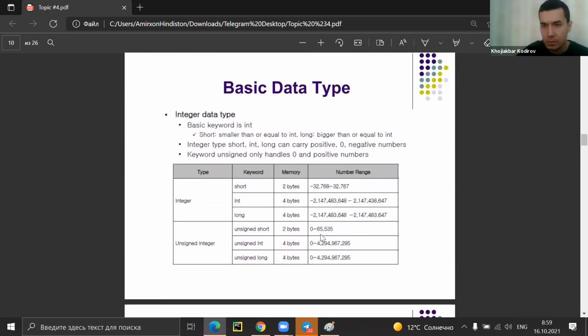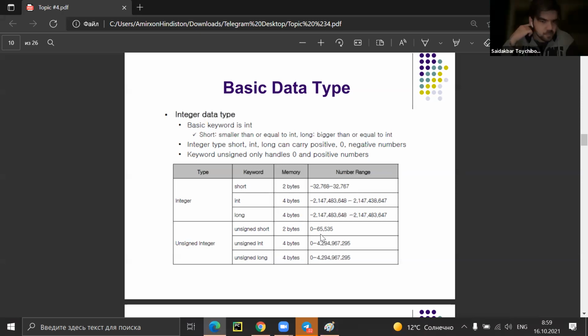Then data types. Last time we talked about data types, just a little bit. The first one, integers, are divided into two parts: signed integer and unsigned integer. Unsigned integer means only the positive numbers. Okay, the range of signed integer numbers, is it clear?